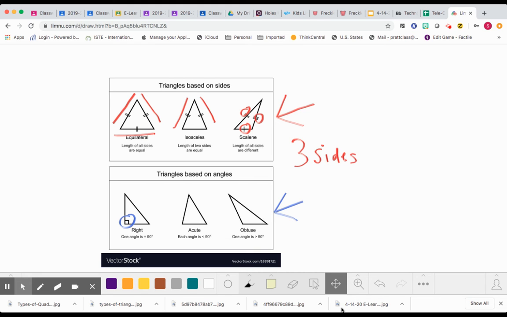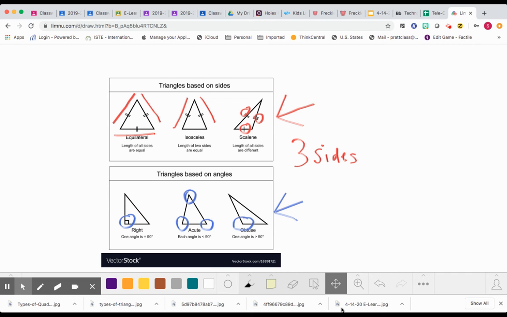An acute triangle has all angles less than 90 degrees: each point where the 2 lines meet will form an angle that is less than 90 degrees. And then an obtuse triangle has one angle that is greater than 90 degrees. So those are how we classify triangles.